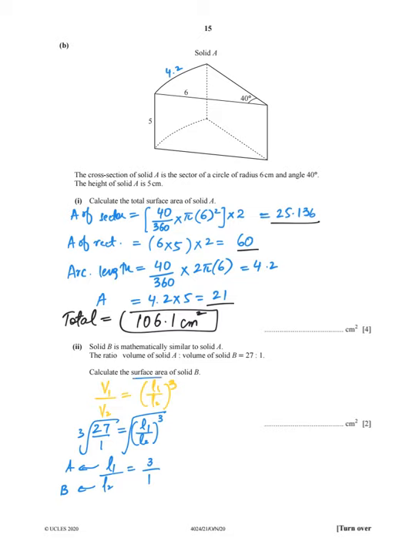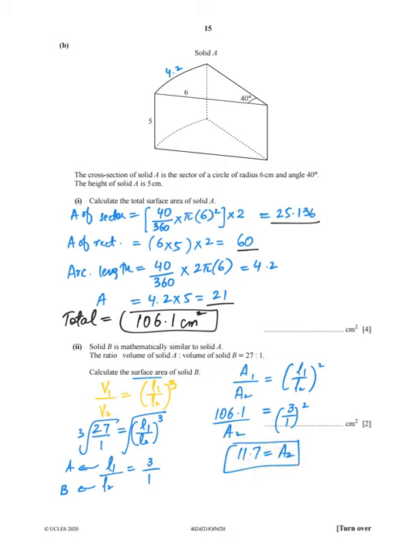It says calculate the surface area. For surface area, the working formula is A1 upon A2 equals L1 divided by L2 whole square. So L1 upon L2 is 3 divided by 1 whole square. Area we had found in the previous part, it's 106.1, and area 2 is unknown. So now you can easily solve it. So 106.1 divided by 9, that is equal to 11.7. That is your area of second part, and that is your answer.